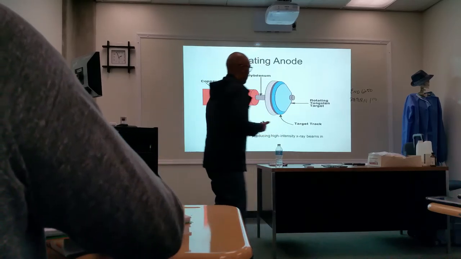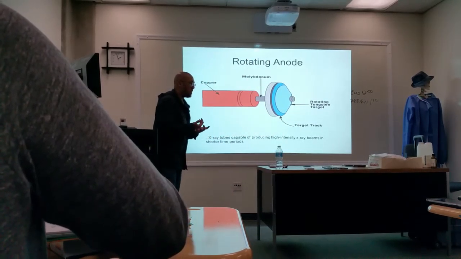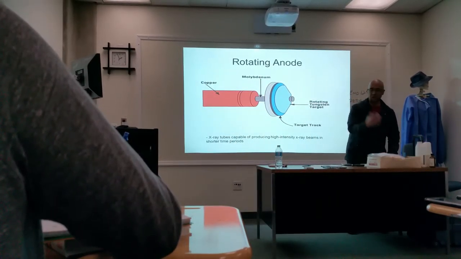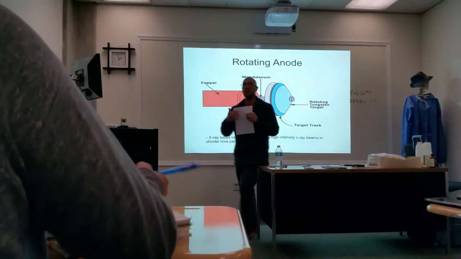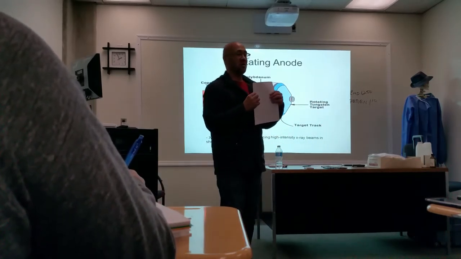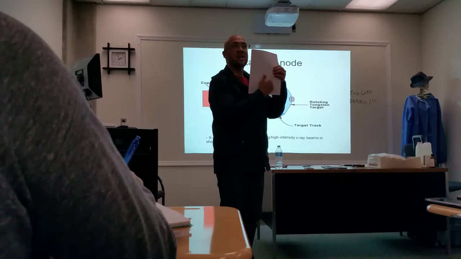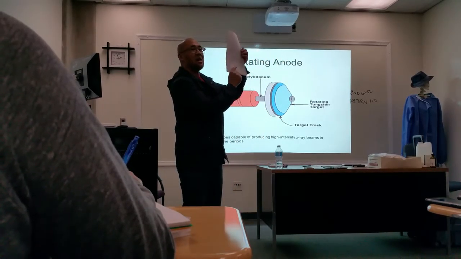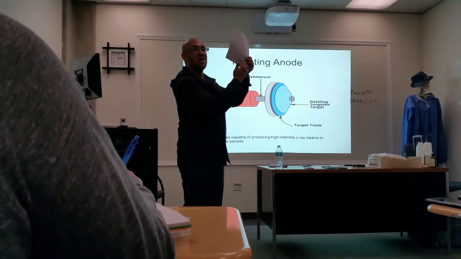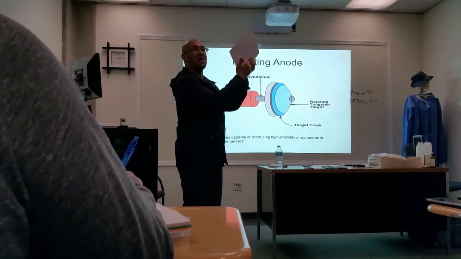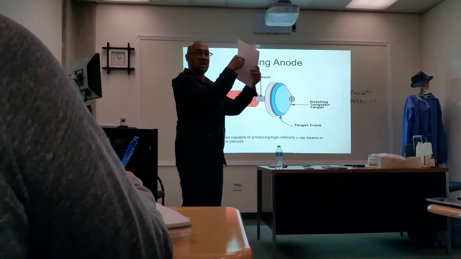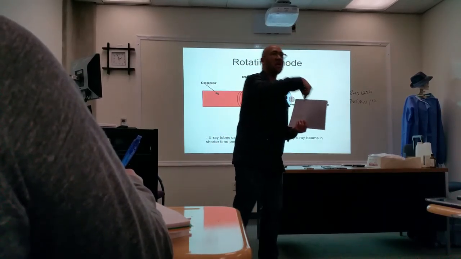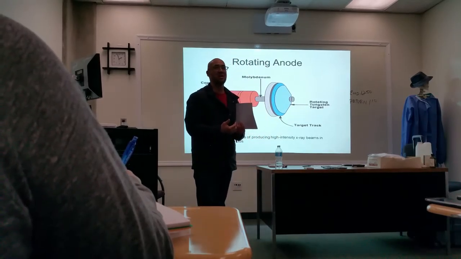Now, rotating. So as you're making an exposure, as the electrons are traveling from cathode to anode, instead of continuously hitting the same spot as in the stationary anode, the disc is spinning. So now it's hitting parts of the disc, allowing it to cool off before full rotation, and it gets bombarded by those electrons again.